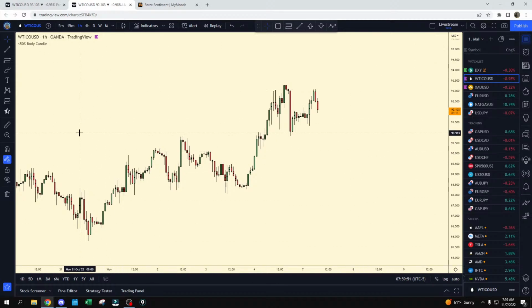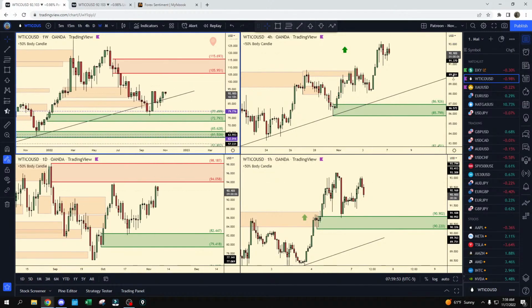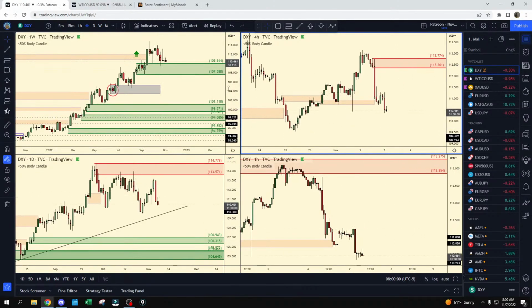I'm a little flustered right now. I just want to make sure that everything's good to go, and I want to make sure I can find the best market. So first thing I'm going to do is look at the dollar here, and basically what I'm going to be looking for day trading setups.